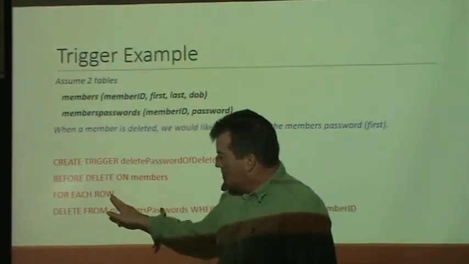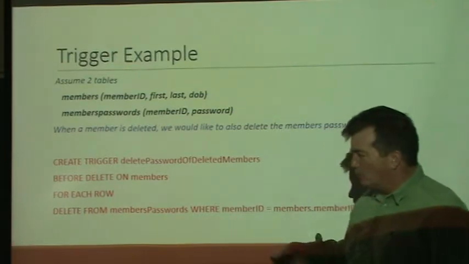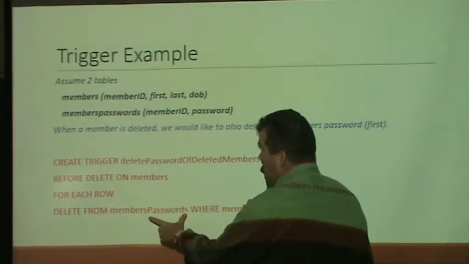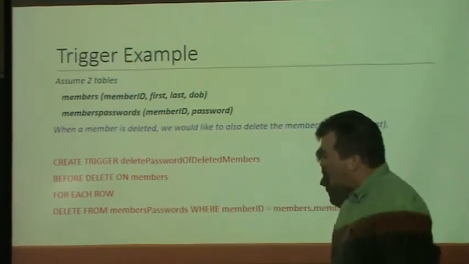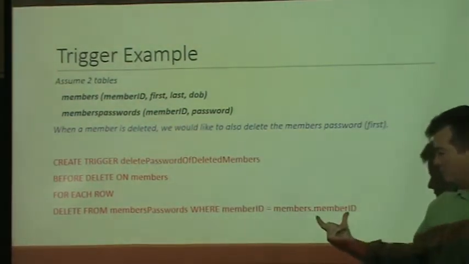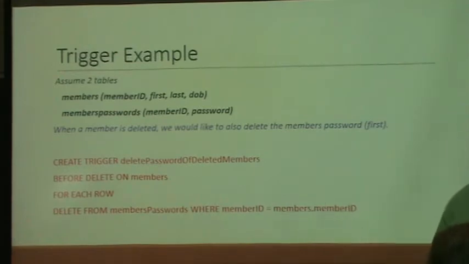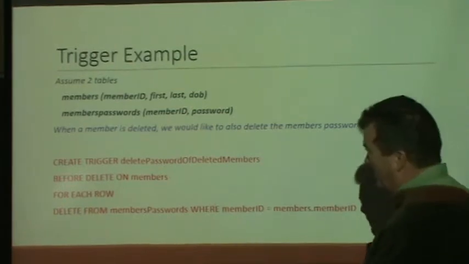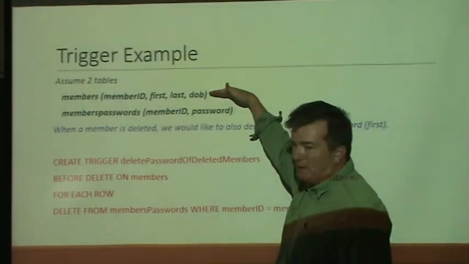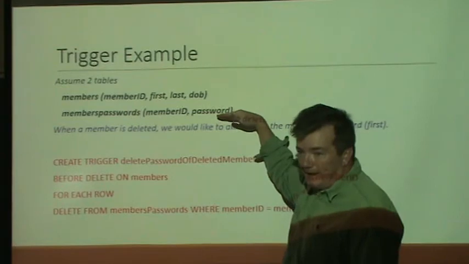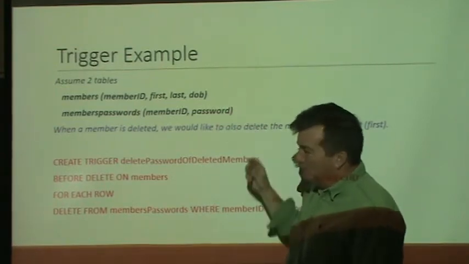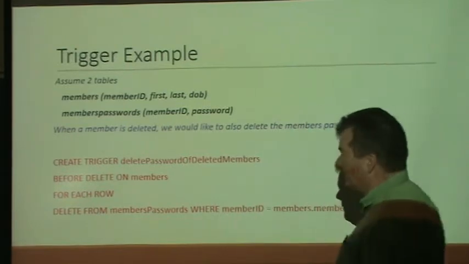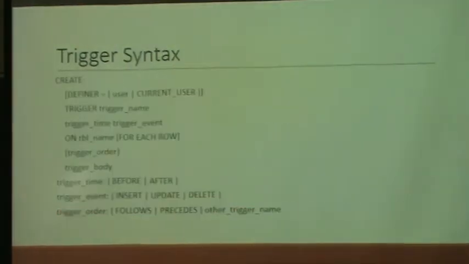Then we're going to actually put our action in. What do we want to do? We're going to say delete from members' passwords, delete from this table any record where the member ID equals the member ID that is in the process of being deleted. So what this would do is, anytime somebody goes to delete a member, before that happens, the database will fire this trigger. We'll delete the password first, and then second, the member would be deleted.